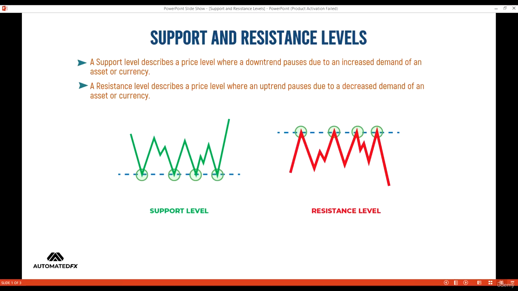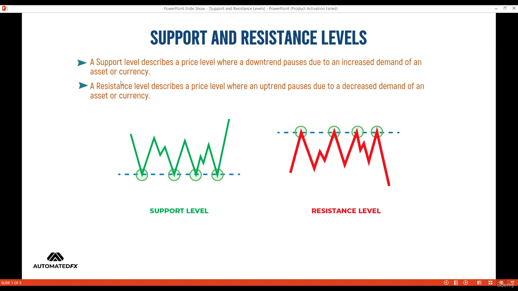In this video, we're going to be learning about support and resistance levels. So what's a support level? A support level describes a price level or a price zone where a downtrend pauses due to an increased demand of an asset or currency.